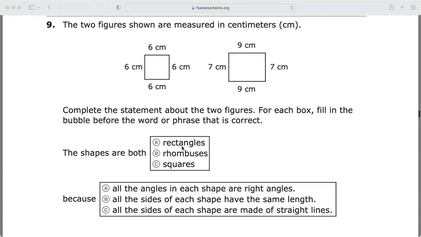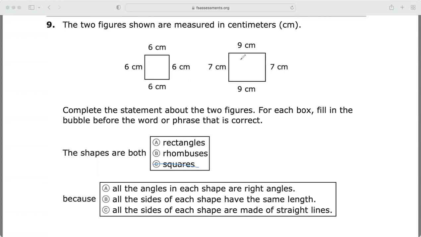All right, two figures shown are measured in centimeters. We have what looks like a square with sides of 6 centimeters and a rectangle with 9 as the length and 7 as the width, either or. So the shapes are both what? Are they both squares? No, because the second shape is not a square. It doesn't have equal sides.